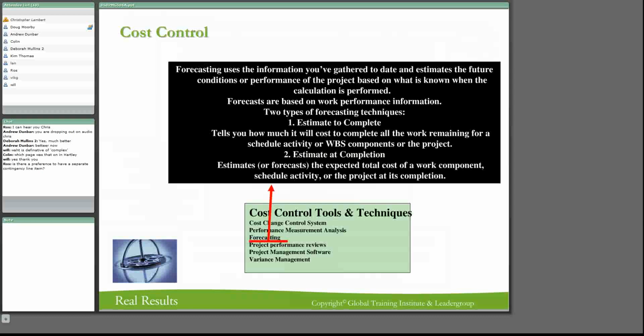And the other one is your estimate at completion. That estimates or forecasts what you expect the total cost of the work component to be. So that's all your scheduled activity or the project at its completion.